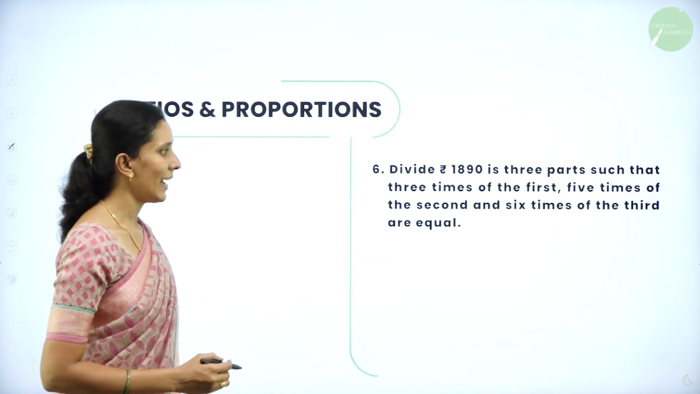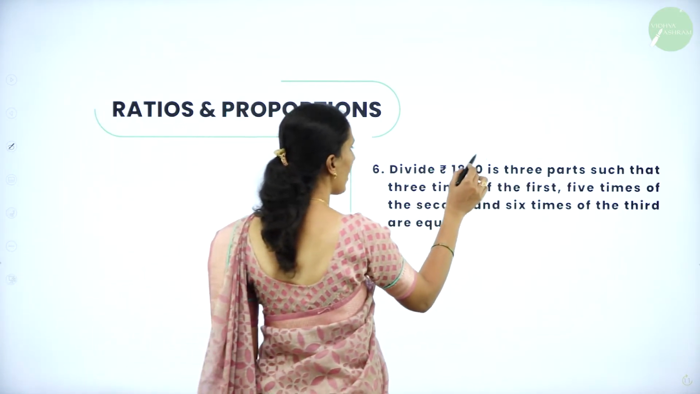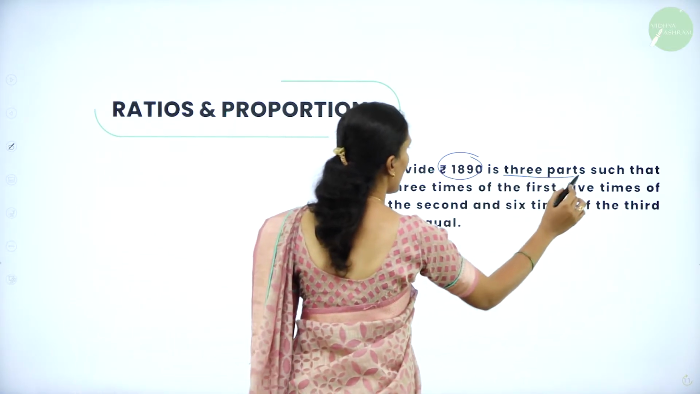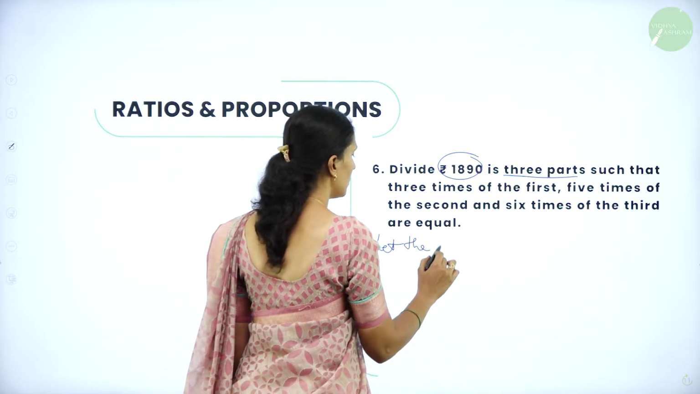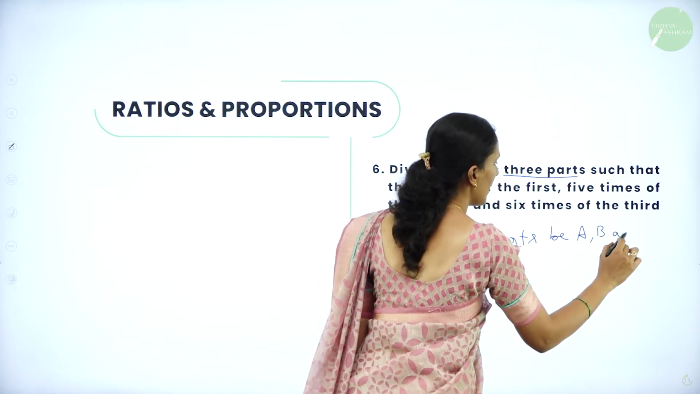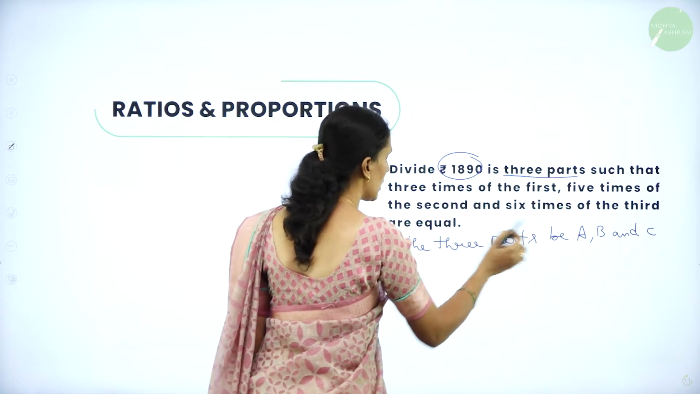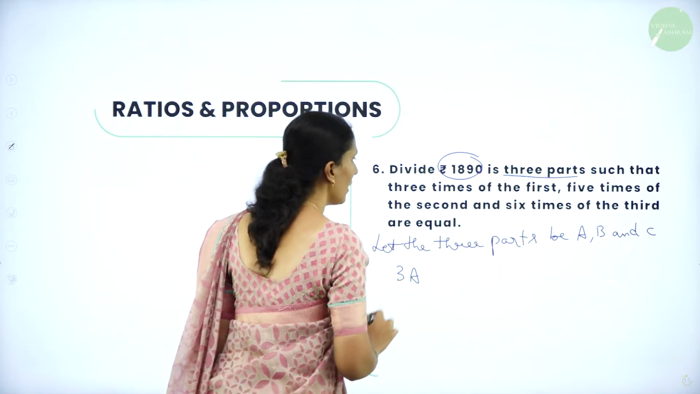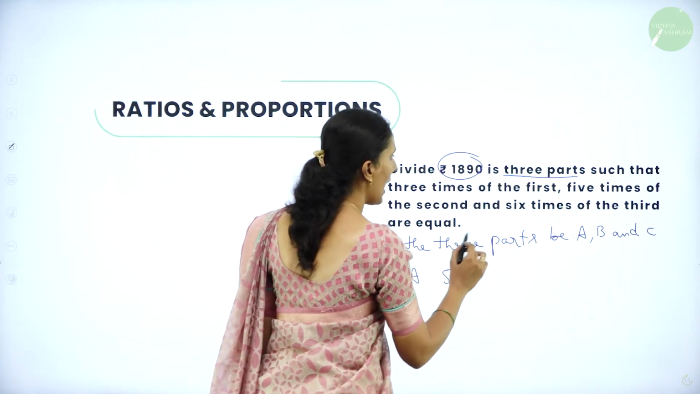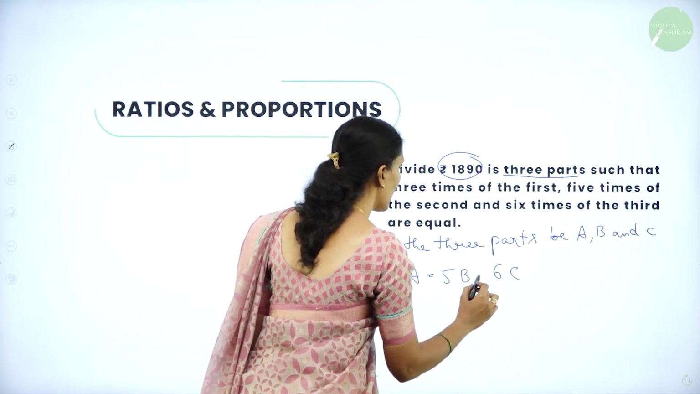5 times of the second and 6 times of the third are equal. So we have to divide rupees 1890. Let the three parts be A, B and C. So what is given in the statement? That is 3 times of the first, that is 3 times of A, 5 times of second, 5 times of B and 6 times of the third, 6 times of C. They are all equal.